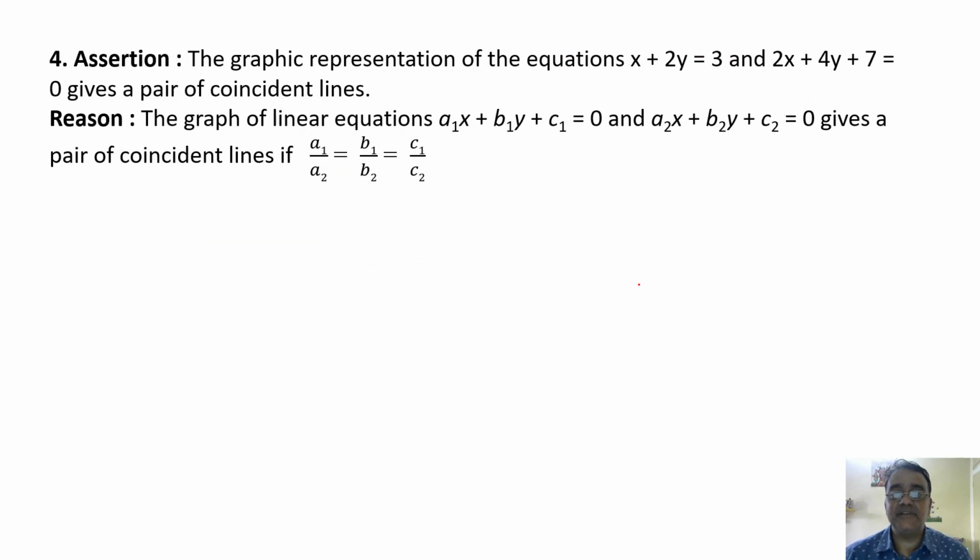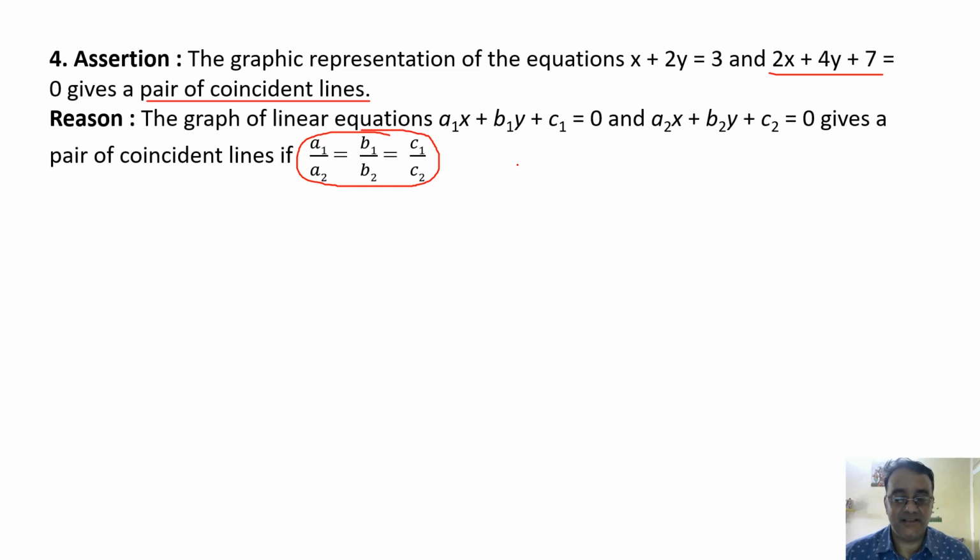The graphical representation of the equations x plus 2y is equal to 3 and 2x plus 4y plus 7 is equal to 0 gives a pair of coincident lines, right? And the reason is given. The graph of the linear equations a1x plus b1y plus c1 is equal to 0 and a2x plus b2y plus c2 is equal to 0 gives a pair of coincident lines if a1 upon a2 is equal to b1 upon b2 is equal to c1 upon c2. So is the reason correct or not?